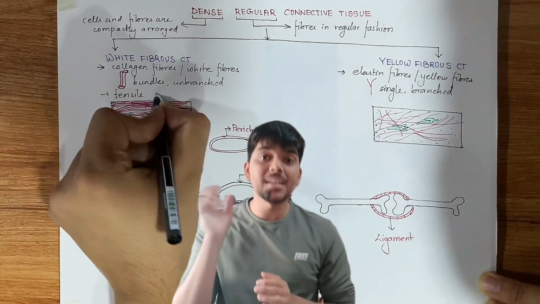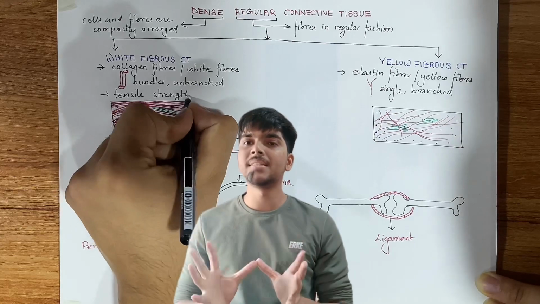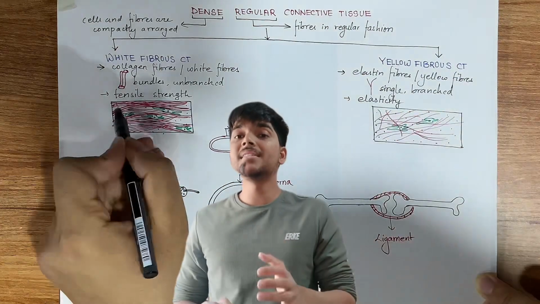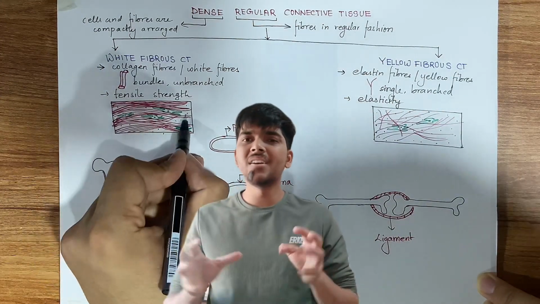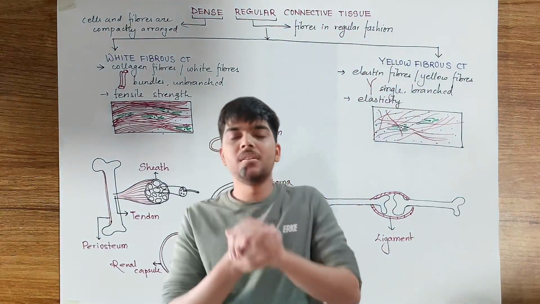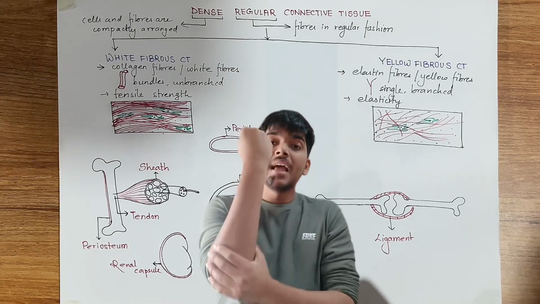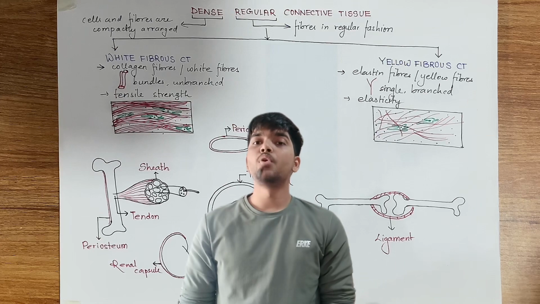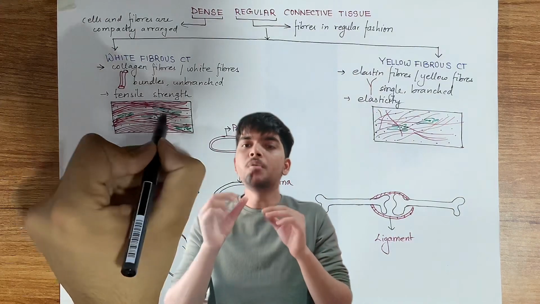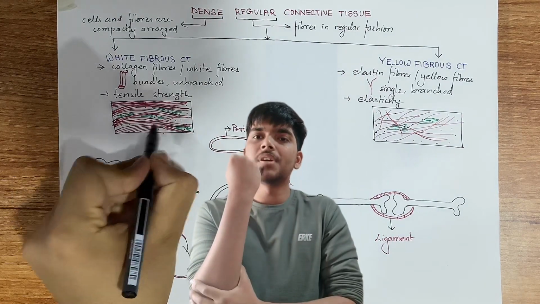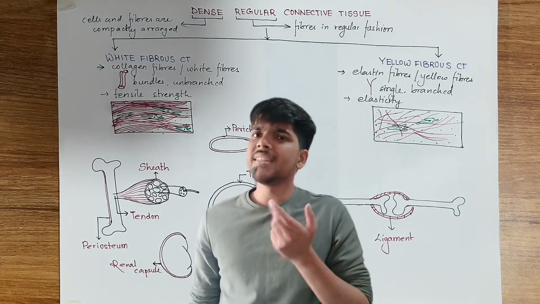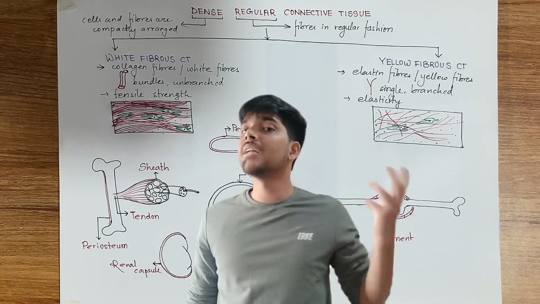In case of a white fibrous connective tissue, in the black box, you can see there's a large amount of white fibers, which have been arranged in a regular fashion and not just spread randomly. Plus, they are closely packed, tightly packed. These white fibers are found in bundles and they are unbranched. They contain protein collagen and they provide tensile strength. In the spaces between these bundles of collagen fibers, fibroblast cells, or the fiber secreting cells, are found. And obviously these cells and fibers are found in the matrix because it's a proper connective tissue.